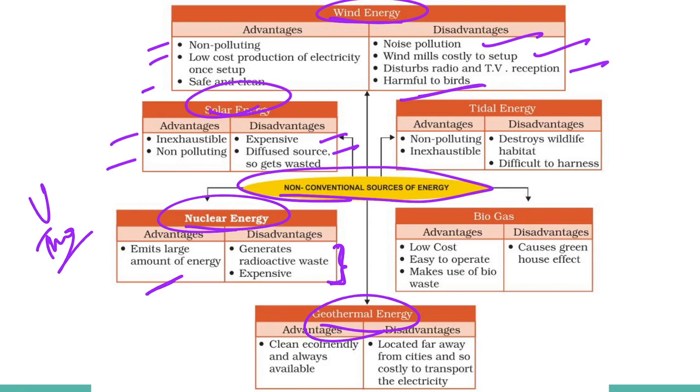The advantages are: it is clean, eco-friendly, and always available. And the disadvantages are: it is located far away from the cities and it is costly to transport the electricity.